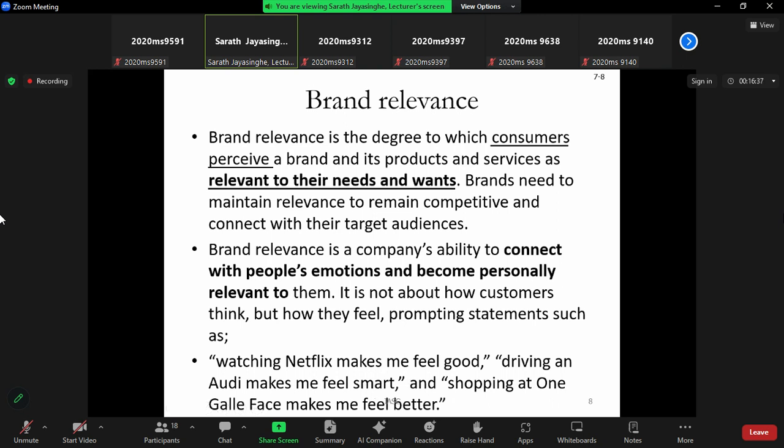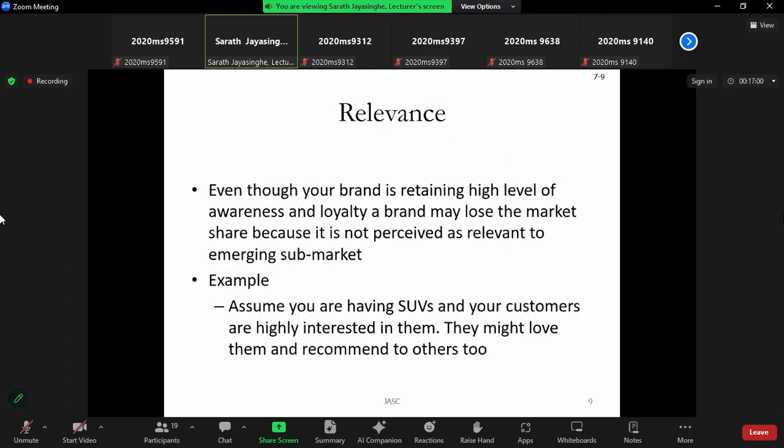Whatever the vehicle, whatever the brand you use, if you feel something better, that is relevant. The product is relevant to you. Shopping at Goal Face makes me feel better, right? So that means that is relevant. For some customers it is not relevant; for some customers it is relevant and they try to go for that, right? Even though your brand retains a high level of awareness and loyalty, a brand may lose market share because it is not perceived as relevant to an emerging submarket.